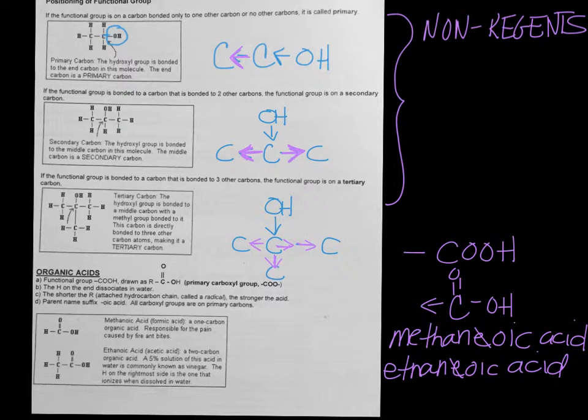Those are probably the easiest to name and draw because the functional group is always going to be on the last carbon. Again, you have an example in table R, so just follow the example and change the prefix for however many carbons you have in your chain.